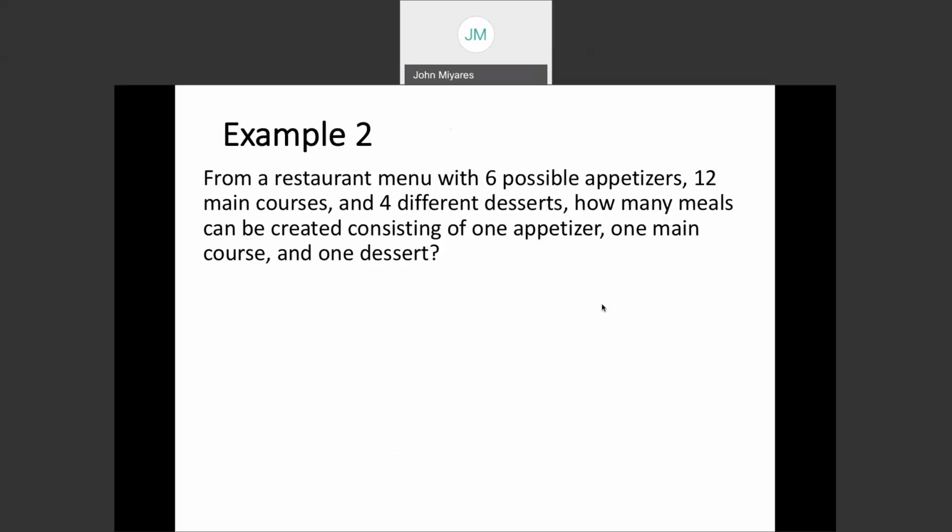The first thing I'm going to do is write down the three slots that represent the number of items I can choose from each group. We'll have a slot for apps, a slot for main courses, and a slot for desserts.